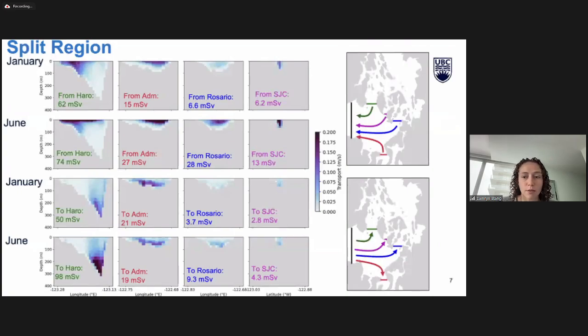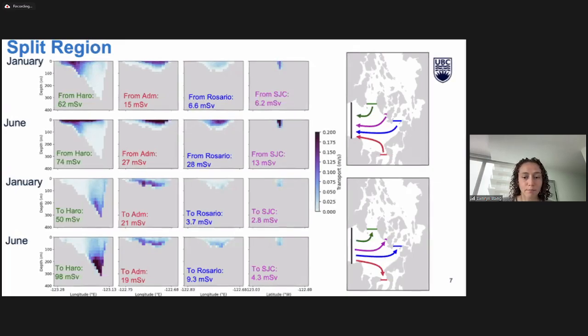This plot is from the split region experiment to examine cross-sections of water transport going to and from each strait. This is based on releasing particles at the Victoria Sill boundary, which is shown in the black line on this map. And the bottom 2 rows are based on forward seeding, so looking at where the particles are going to. And then the top 2 panels are looking at where the particles at Victoria Sill are coming from. And then for both the forward and backward seeding, I have the monthly average transport in both January and June of 2018.